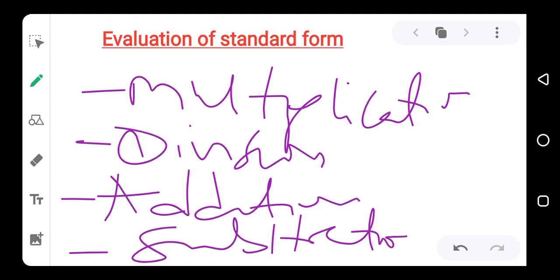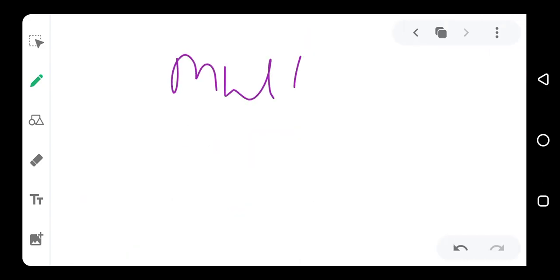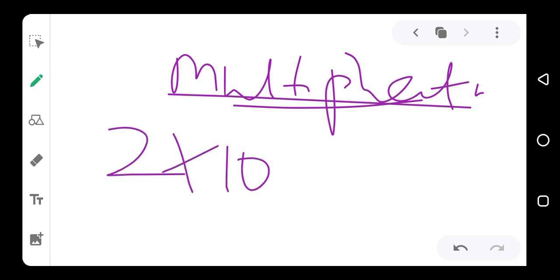So let's start with multiplication. If we have numbers that we want to multiply and they are expressed in standard form, we multiply the numbers before the power together and then take one of the tens, because you know that in standard form, the numbers are expressed as, let me say, 2 times 10 raised to power 3. This is an example of a number expressed in standard form.